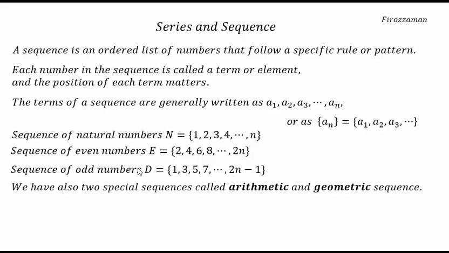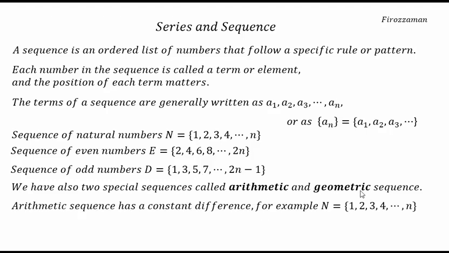We also have two special sequences, which we call the arithmetic and geometric sequence. An arithmetic sequence has a constant difference between its terms. A good example is the sequence of natural numbers. Notice every term differs from its previous term by 1, right? So 1 plus 1 is 2, 2 plus 1 is 3. So 1 is that constant difference between all the terms.